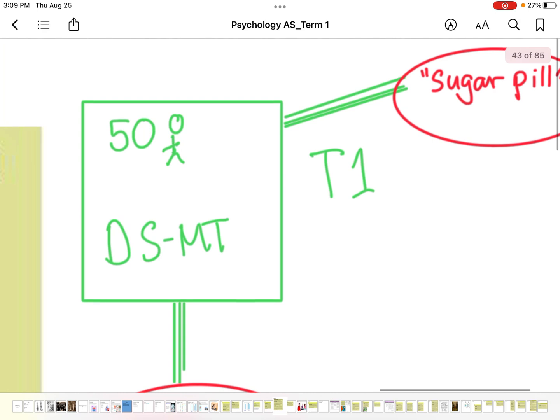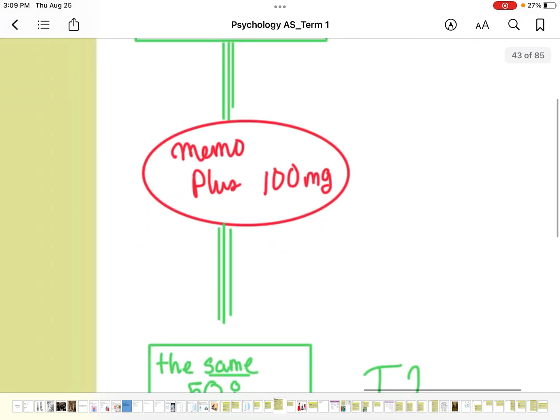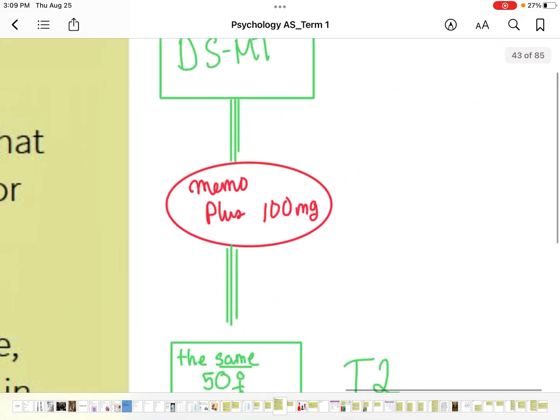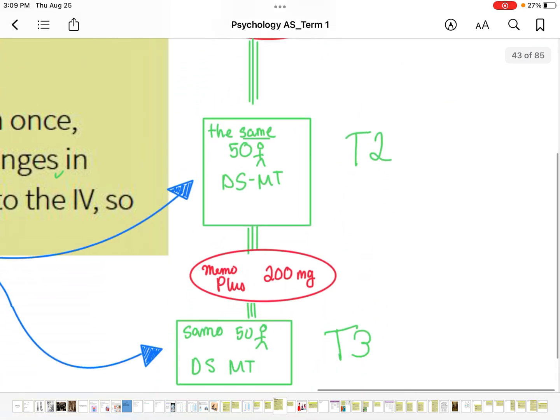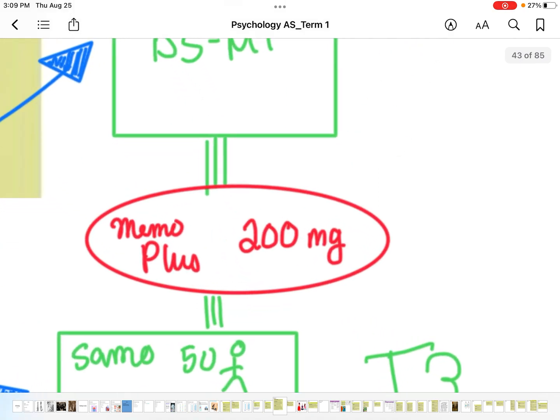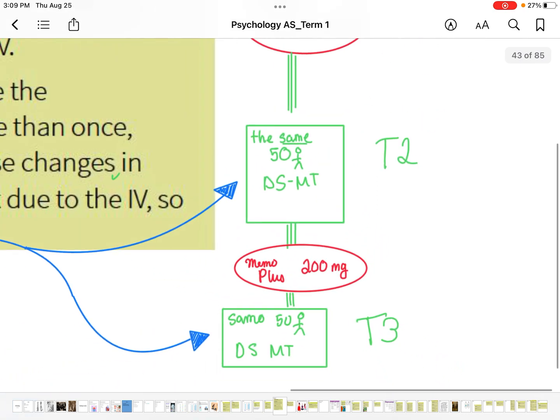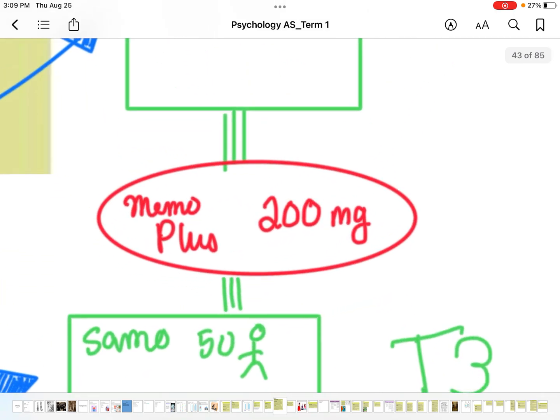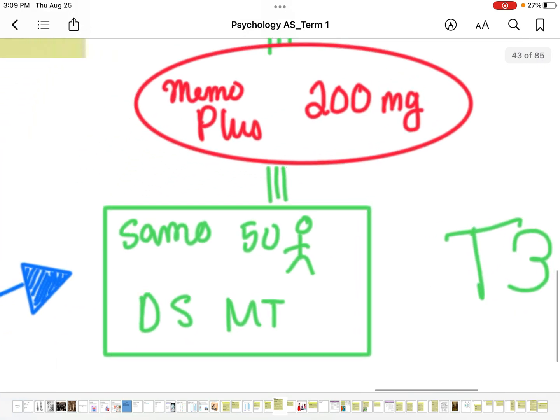We don't really use the term group anymore because they are the same group of people, but they just have different conditions or treatments. All right, so this is treatment 1, treatment 2, but the same group essentially. And then if there's a variation of the medicine, you can take Memo Plus 200 grams. First it was 100 grams, let's say 200 grams, just like the coffee, right? Different in size or volume.